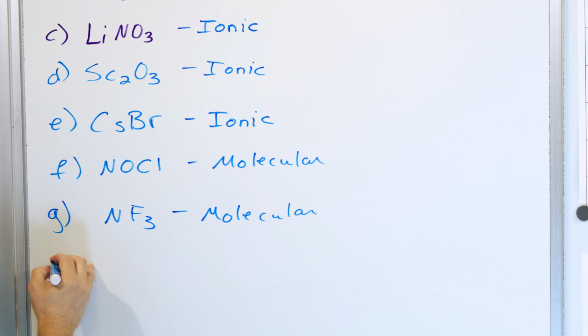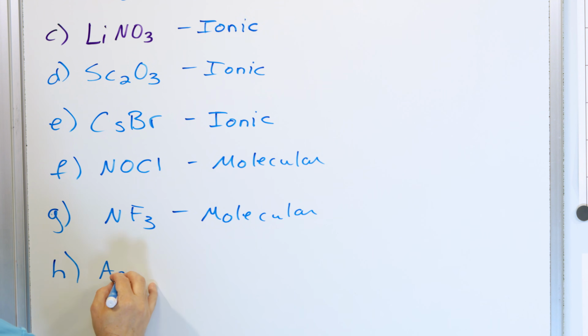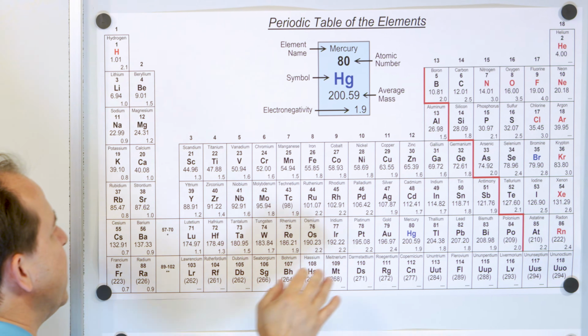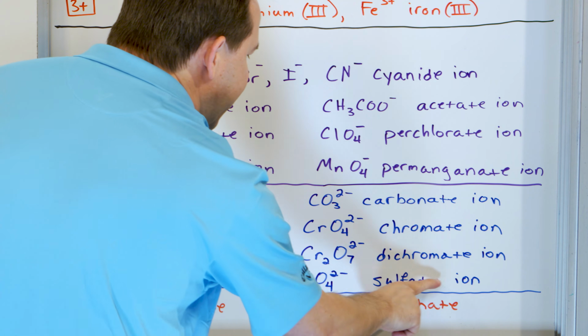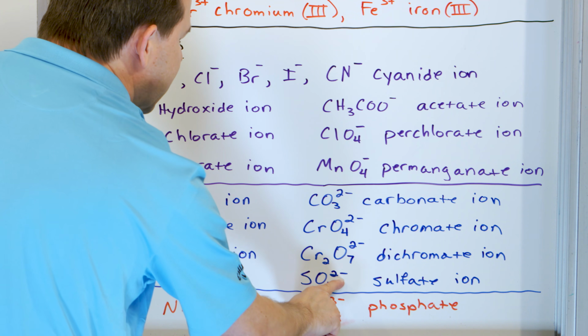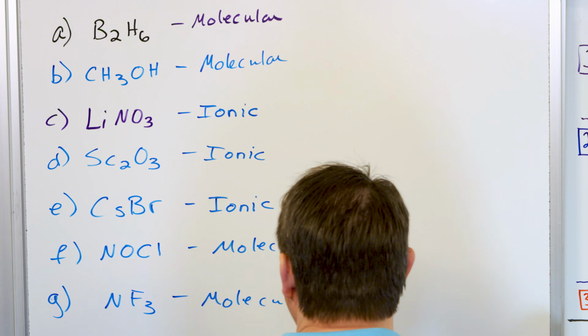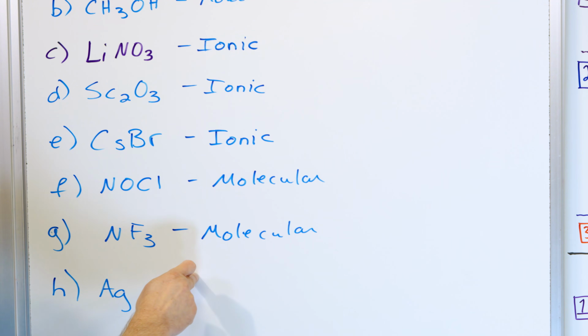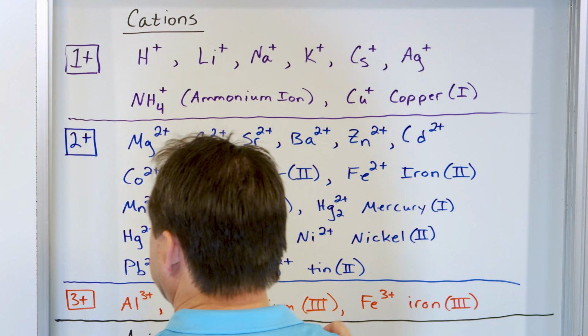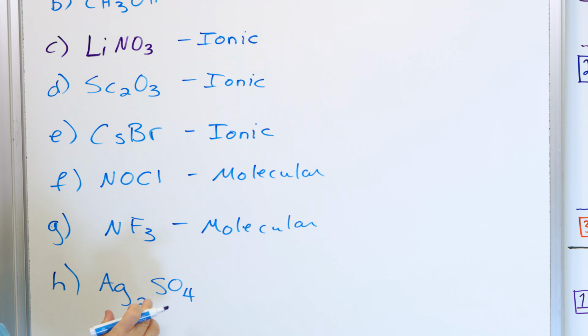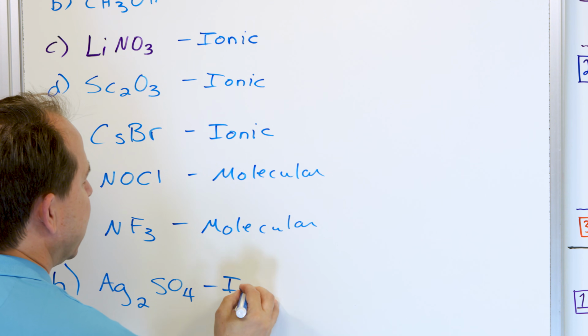All right, and our last one, H, is silver Ag2SO4. Now before we actually do much with it, notice SO4, that seems familiar, right? Because I showed you the polyatomic ions. SO4 is a sulfate ion with an overall charge of -2. We're going to learn how to do this later, but let's just go ahead and do it just for giggles. First of all, we have a metal right here, and all of these are nonmetals. So right away we know this is ionic.